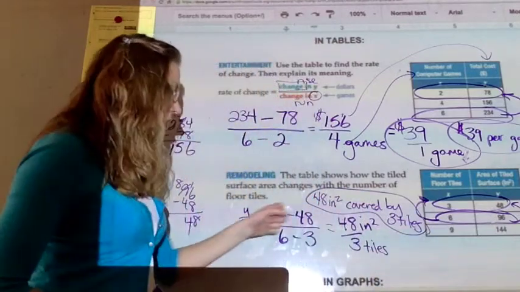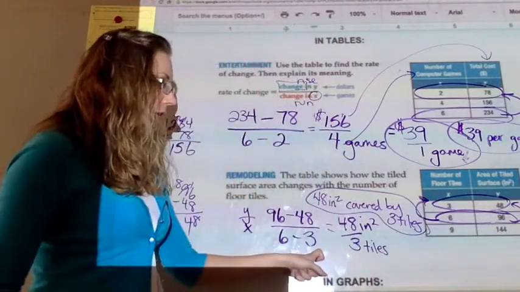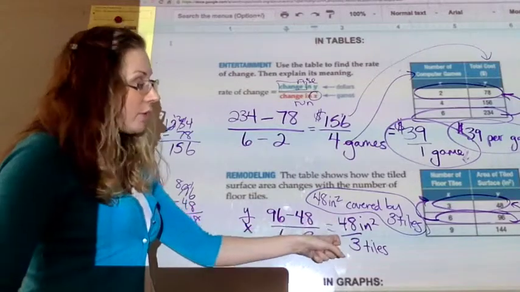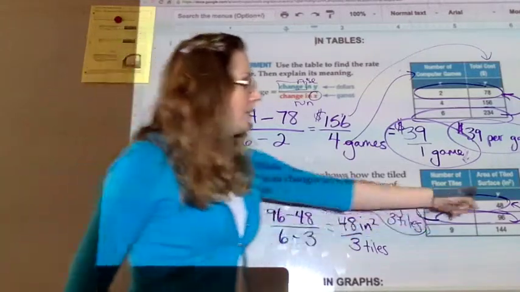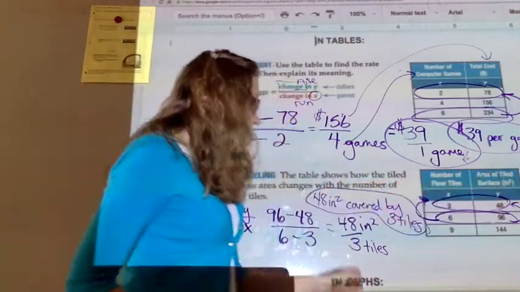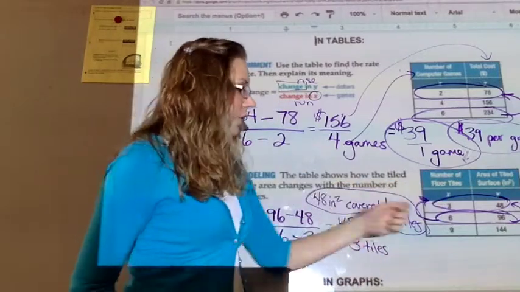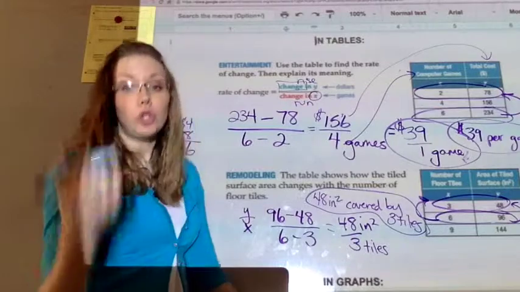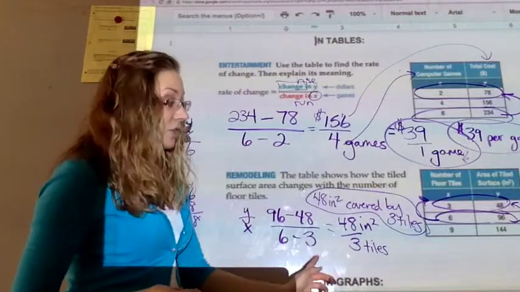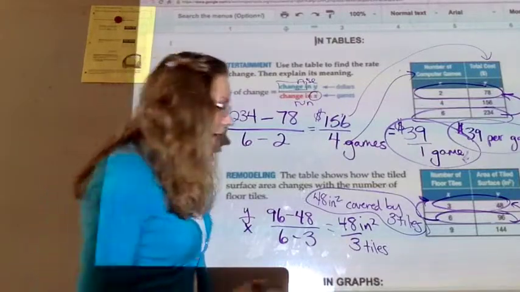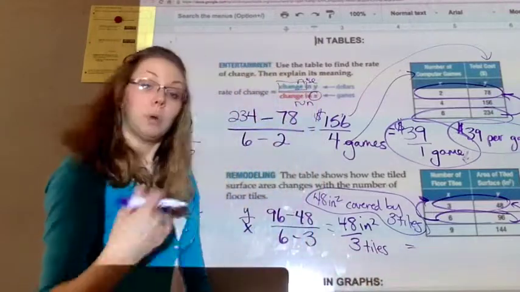Okay, I did my change in y over my change in x. Once I got that ratio or that fraction, I look, my y is inches squared, it's surface area, and my 3 is tiles, so I'm going to label it tiles and write out the sentence. Again, you should check and see if this can be simplified. And this one, again, can be simplified, okay? It simplifies to a whole number.